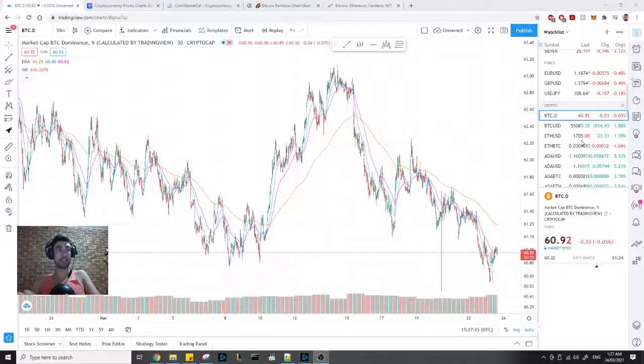This one that I have up here is actually the Bitcoin dominance chart, which is pretty cool. So it basically shows you the value of Bitcoin versus the market cap of all the other cryptocurrencies currently in the market.